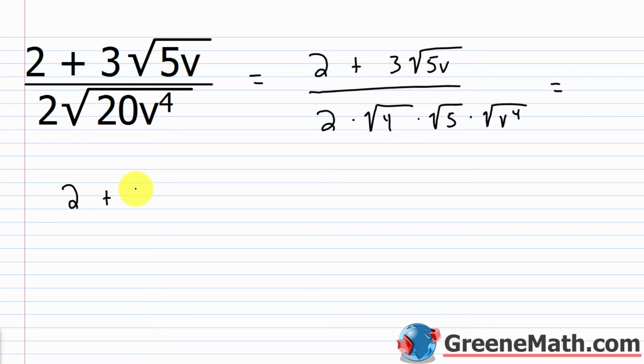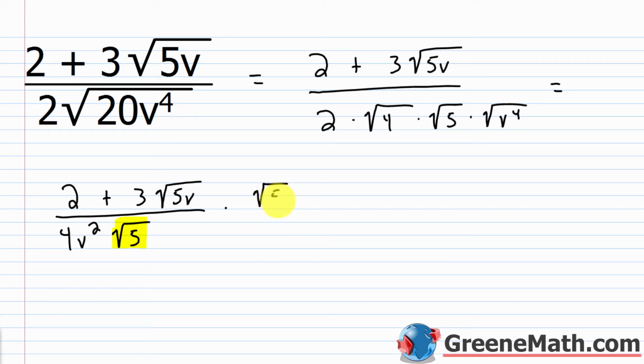2 plus 3 times square root of 5v over the square root of 4 is 2. So 2 times 2 would be 4. So let's put a 4 out in front. Then the square root of v to the 4th power is v squared. So let's put a v squared next to that. And then we're left with this square root of 5. So this is pretty easy to clean up. I have a radical in the denominator that I want to kind of get rid of. So all I'm going to do is multiply the numerator and denominator by that square root of 5.